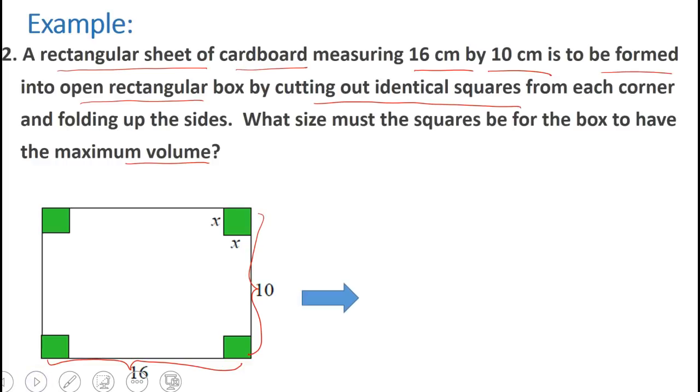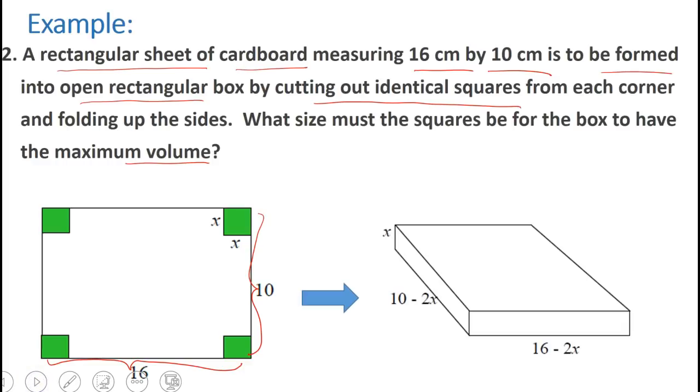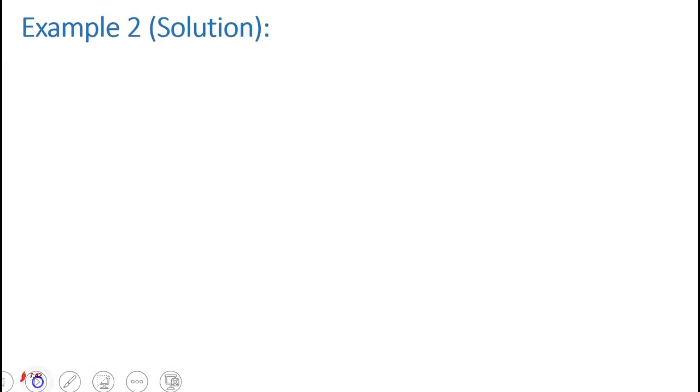Imagine if after you cut out the square, you fold the cardboard, then we will have a box. This is an open box. The open box will have the height of x cm. The width is 10 minus 2x cm, and the length is 16 minus 2x cm.